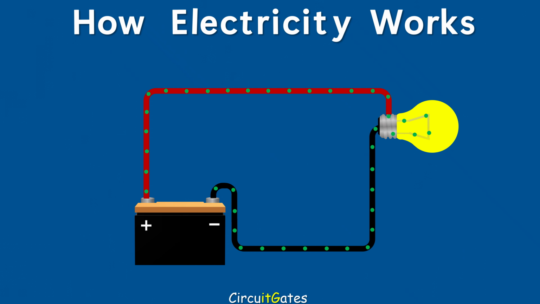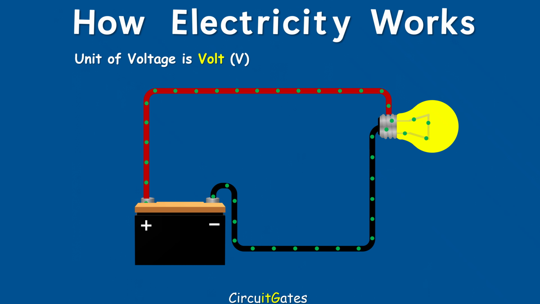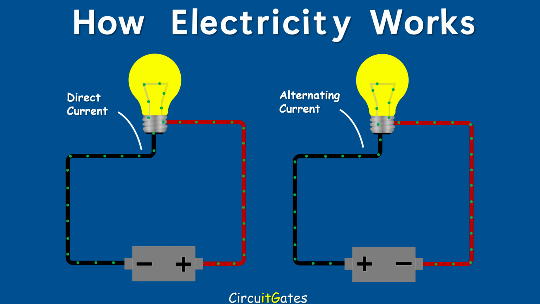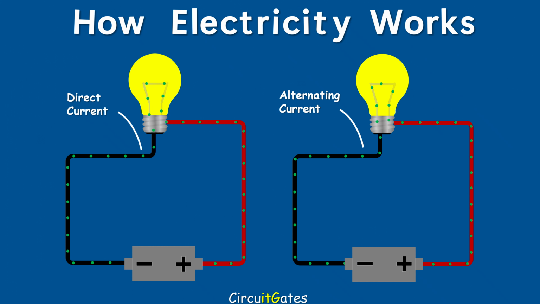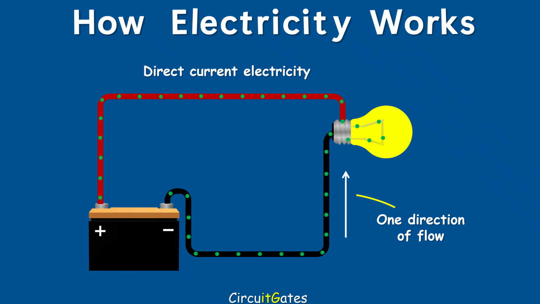The potential difference between 2 points is voltage, measured in volts. The higher the value of voltage in volts, the more the force of voltage. Electricity is generated either as direct current electricity or alternating current electricity. Direct current electricity is a type of electricity in which electrons flow in only one direction. It is usually produced by solar panels and DC generators.